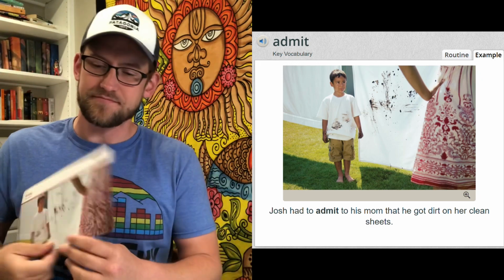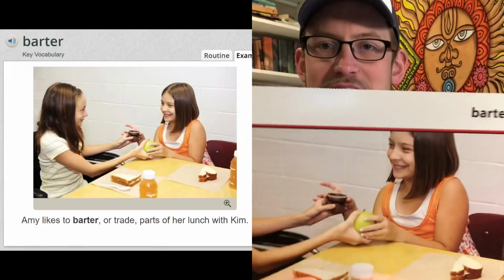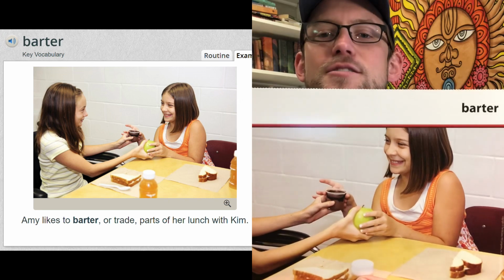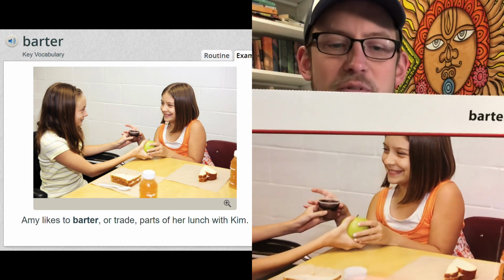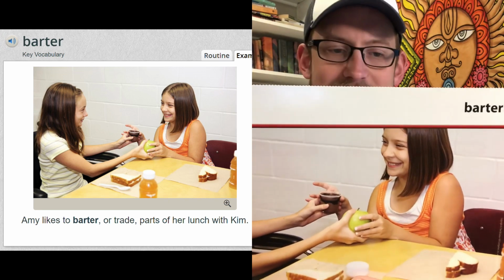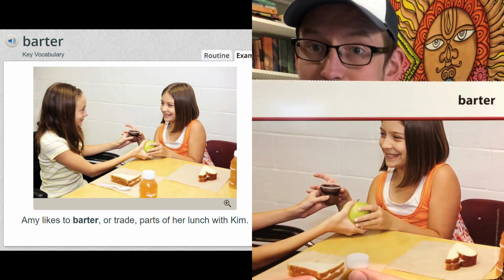Nicely done. Our next word, my friends, is barter. Let's say this word together. Barter. Barter. When you barter, you trade things for other things without using money.